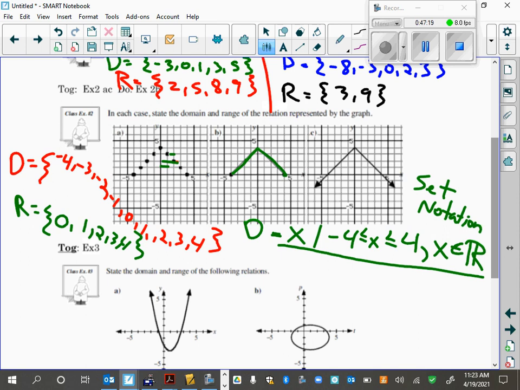If you're talking about domain, you've got x's. If you're talking about range, you've got y's. So let's see if you can do the y's now. All the values of y on this graph. Do the range with that similar notation. So all the values of y such that y is in between 0 and 4, where y is all real numbers, any fraction and decimal in between 0 and 4.